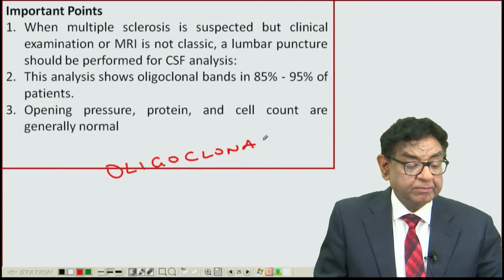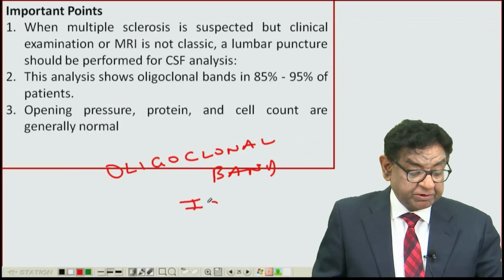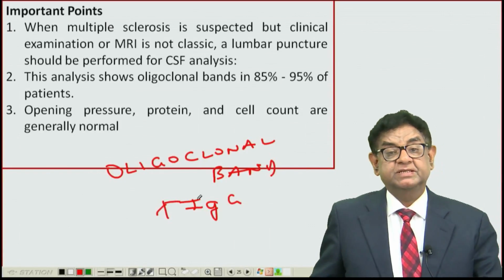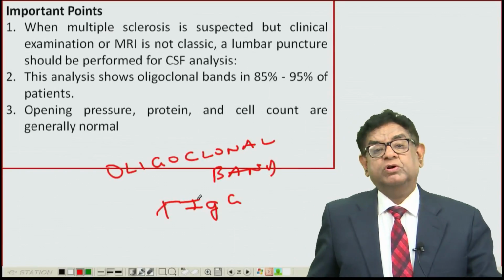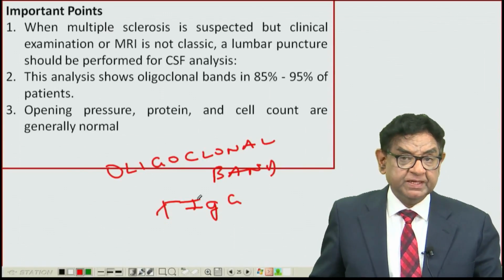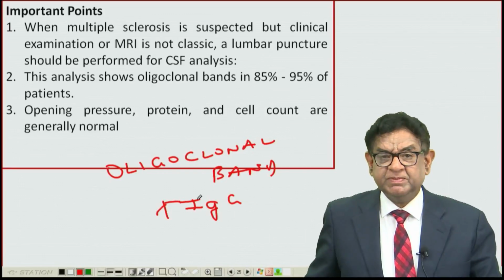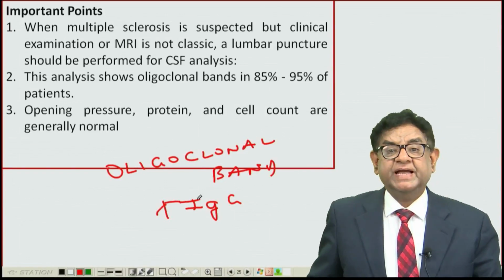Oligoclonal bands are increased. In particular, IgG is increased. That is the idea of the so-called cytoalbumin dissociation. It's not a very specific test for multiple sclerosis, but it really helps in diagnosis.